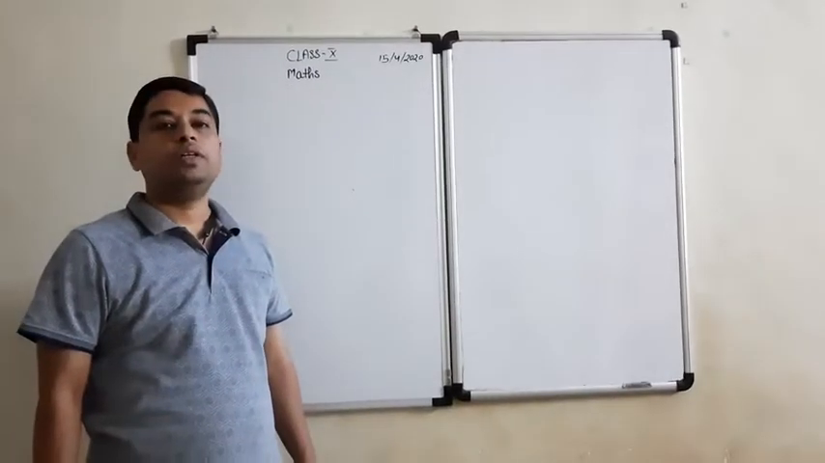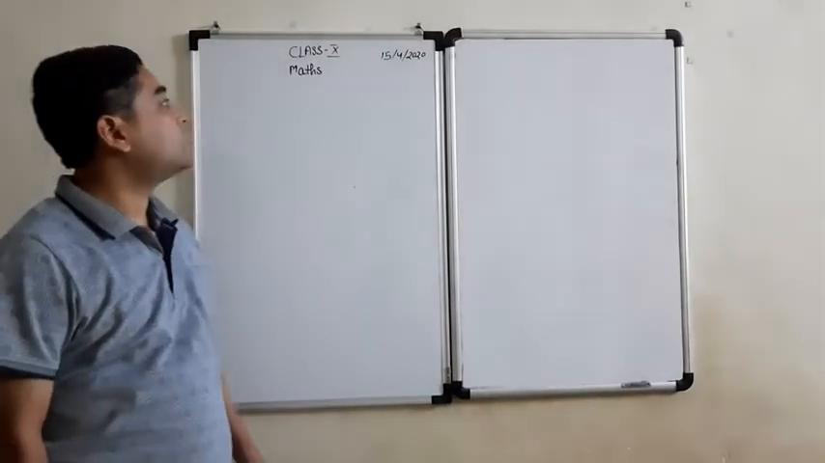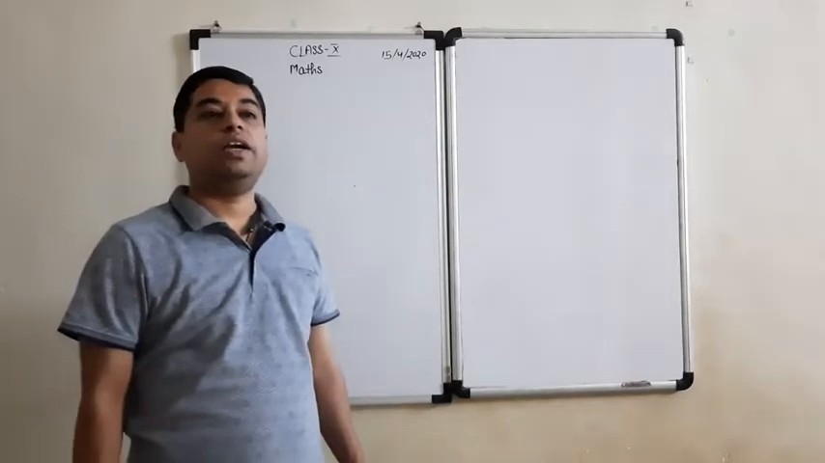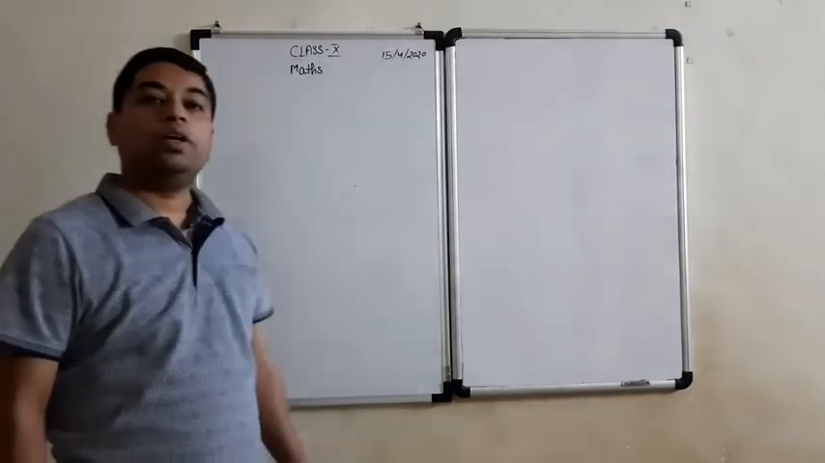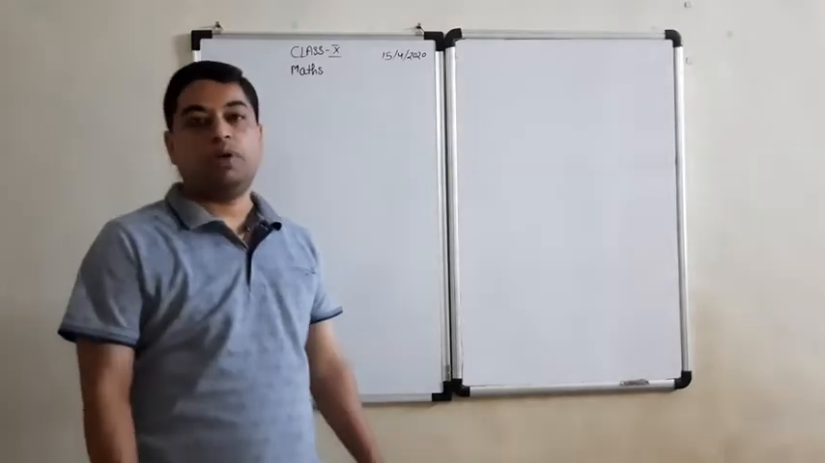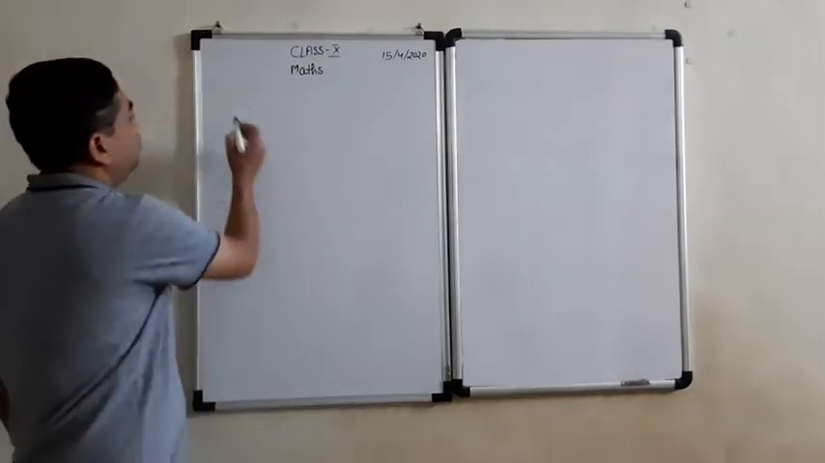Good evening, students. In today's mathematics class, we will see the irrationality of an irrational number. That means we will prove that root 2 is an irrational number. We will see the proof of an irrational number.